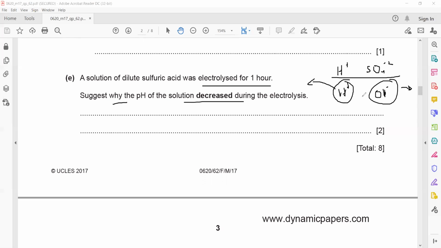So the reason why the pH decreases, or why it turned more acidic, is because water is removed, so it changes to concentrated sulfuric acid, and concentrated sulfuric acid will have a lower pH as compared to dilute sulfuric acid.